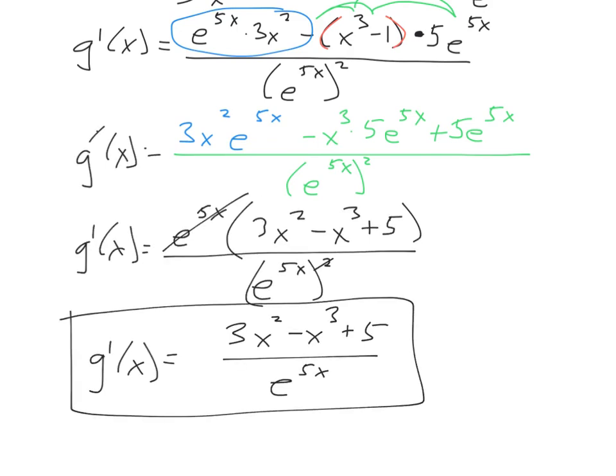So this was an example of a problem where there was a quotient rule that had a chain rule kind of built into it. And so you guys need to be on the lookout for that. In the next problem, we're going to see one where the quotient rule and the product rule are going to come in contact with one another.